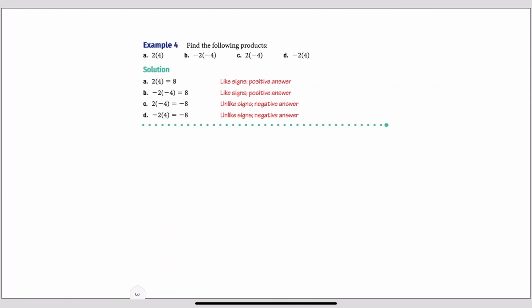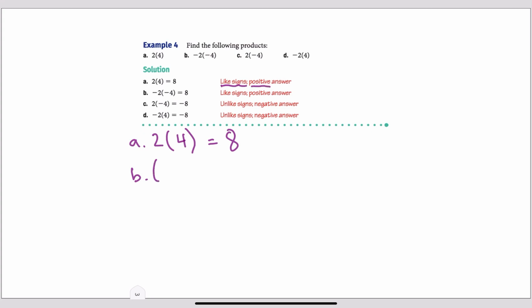Let's go ahead and apply what we know about multiplication so that we can generalize these rules. So let's have a look at these A, B, C, and D here. The first is 2 times 4. So we know that 2 times 4 is 8. And since they're both positive numbers, we don't really end up thinking about a sign. But the way to think about this is that since the signs are the same, since they're both positive, you're going to end up with a positive result.